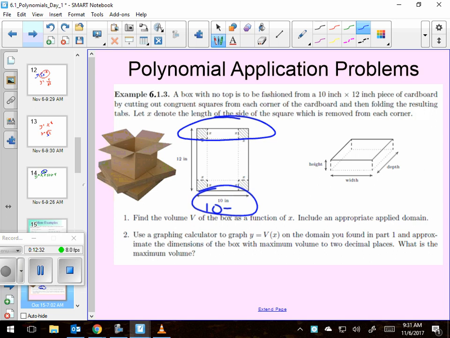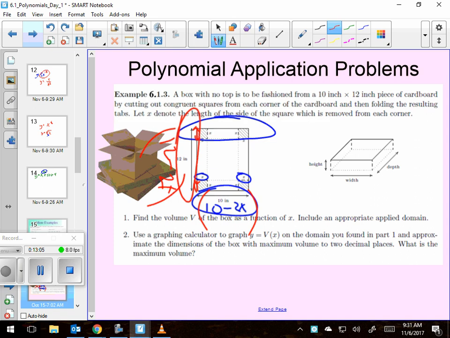What do you think? 10 minus 2x, because there's an x you're subtracting here and an x you're subtracting there. So it's 10 minus 2x. Okay, if you go this way, it seems like it's 12. Common mistake is 12 minus the x, because they think, oh yeah, I got to subtract this off, but they forget about the other one. So what's this side actually? 12 minus 2x.